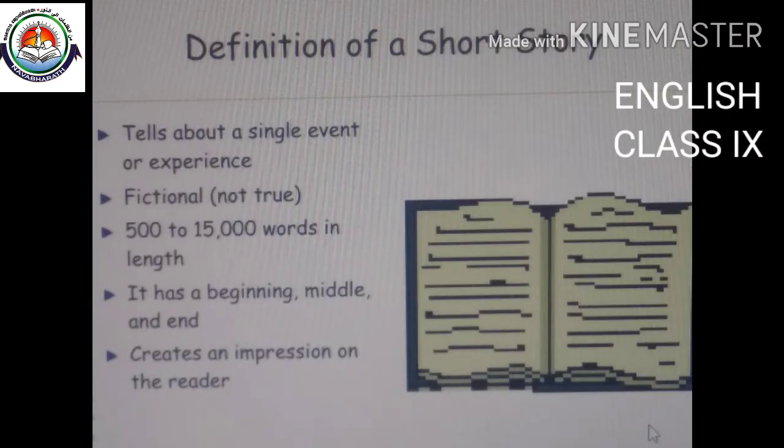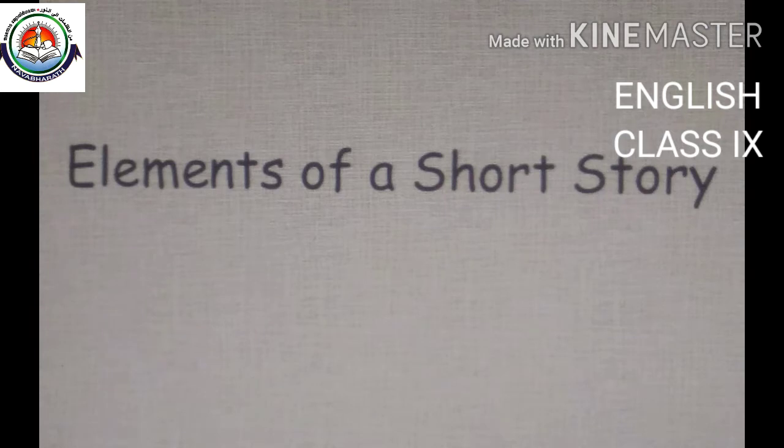First of all, let's see the definition of a short story. The first point, it tells about a single event or experience. Short stories are fictional, they are not true. And it includes 500 to 15,000 words in length. It has a beginning, middle, and end, and it creates an impression on the reader.